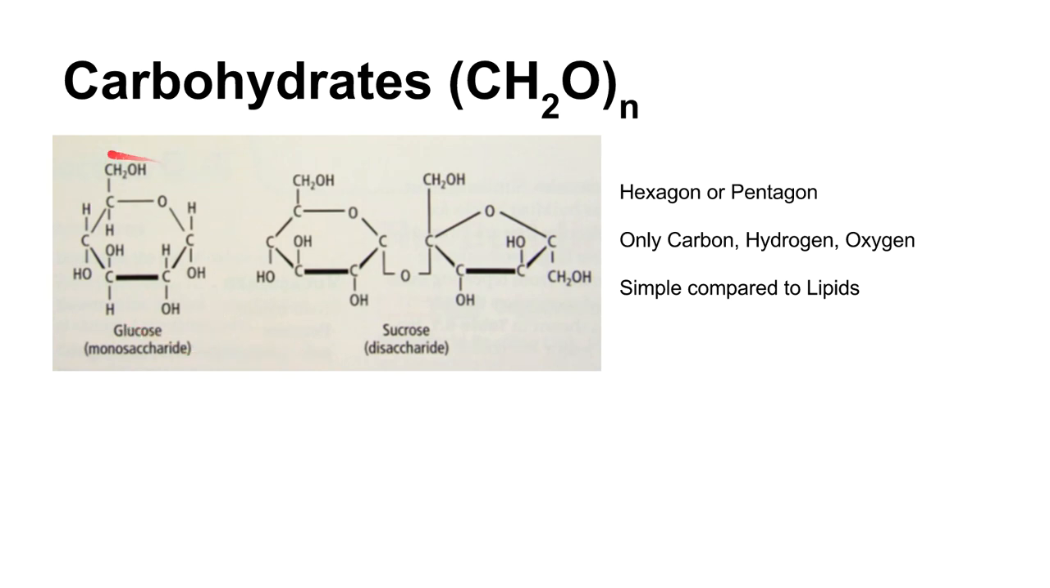Specifically a sugar in this case. So this is a simple single sugar. It's glucose. If a word ends in ose, it's probably a sugar. A sucrose is 2 of them bound together, and it's a disaccharide, 2 sugars put together.